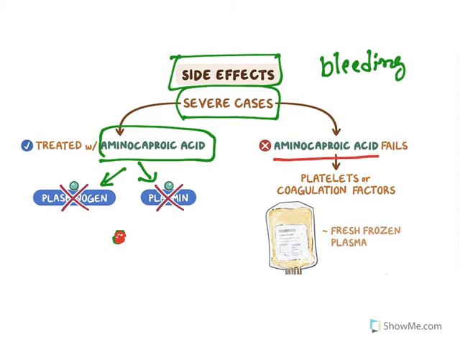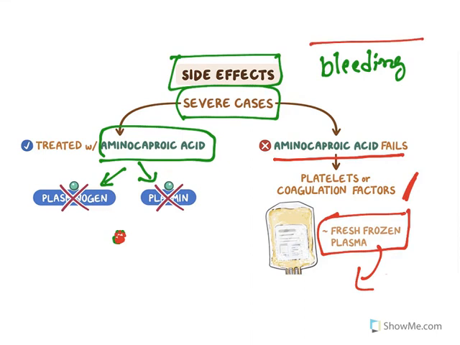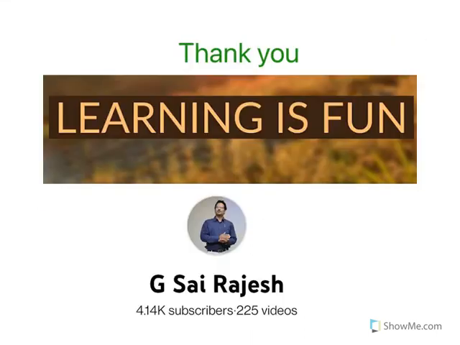If at all aminocaproic acid fails, platelets or coagulation factors must be given intravenously. They are obtained from fresh frozen plasma. So this is the treatment in case of severe bleeding. So this is about thrombolytics or fibrinolytics.